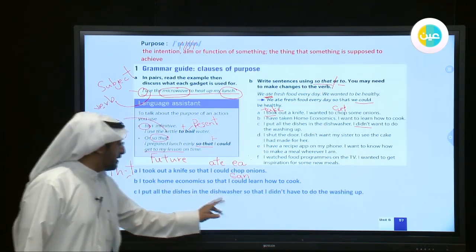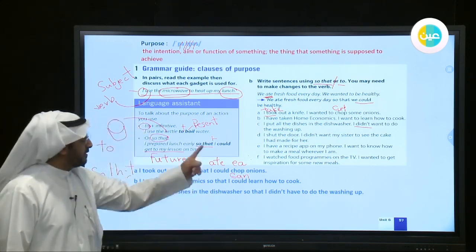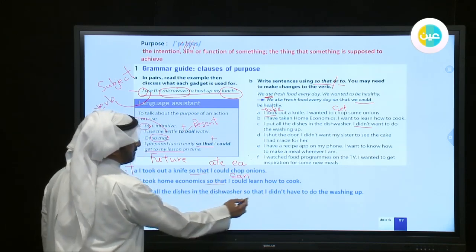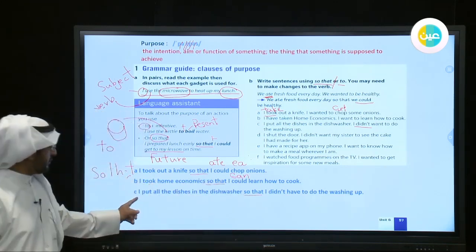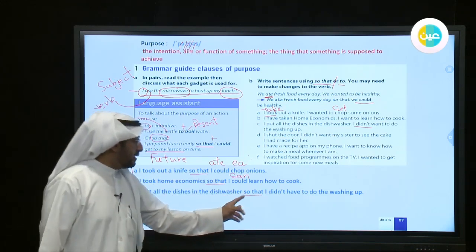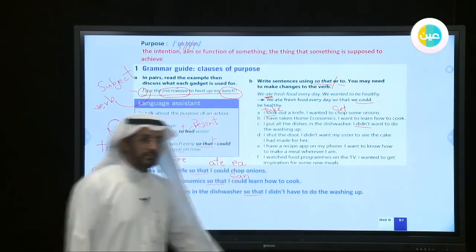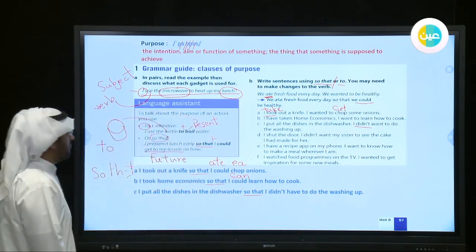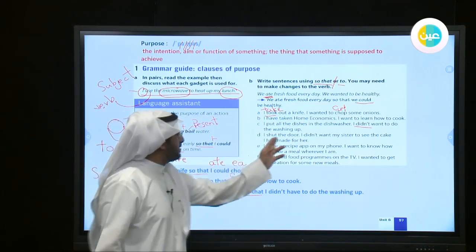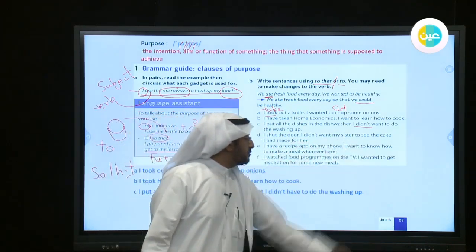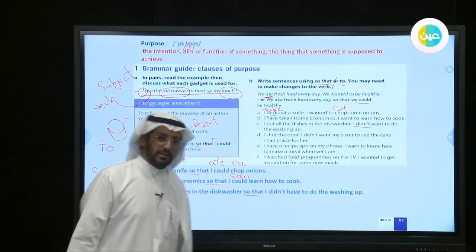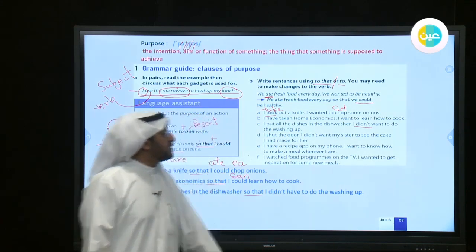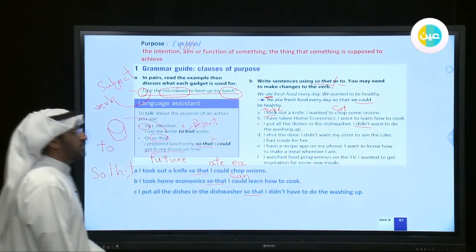I put all the dishes in the dishwasher so that I didn't have to do the washing up. D. I shut the door. I didn't want my sister to see the cake I had made for her.